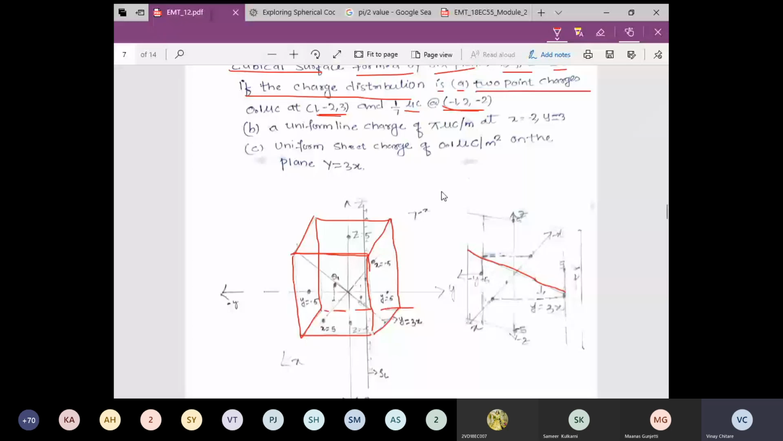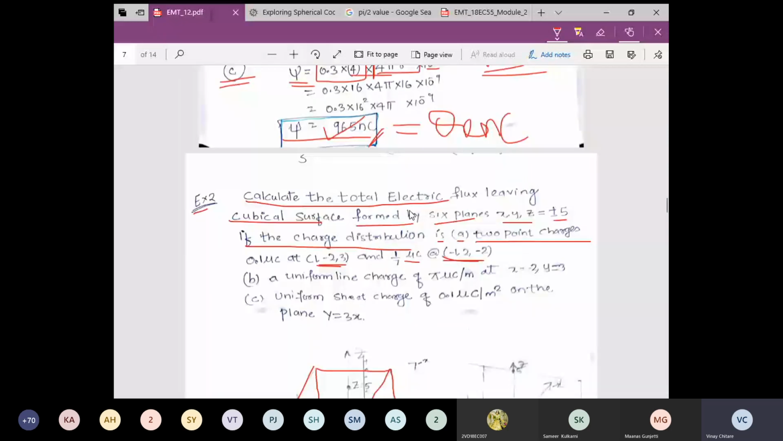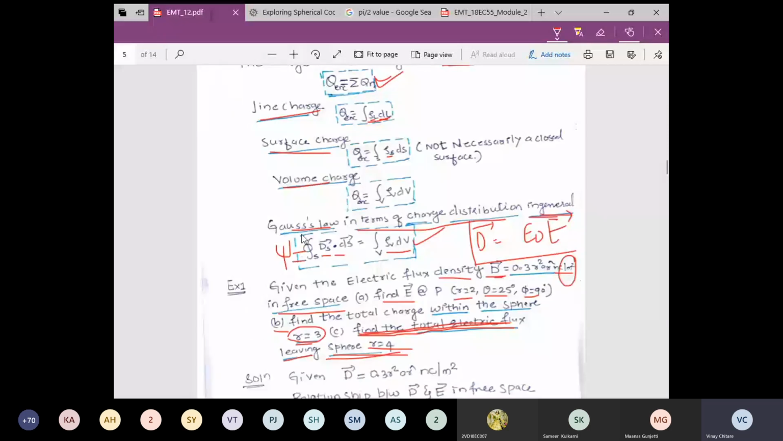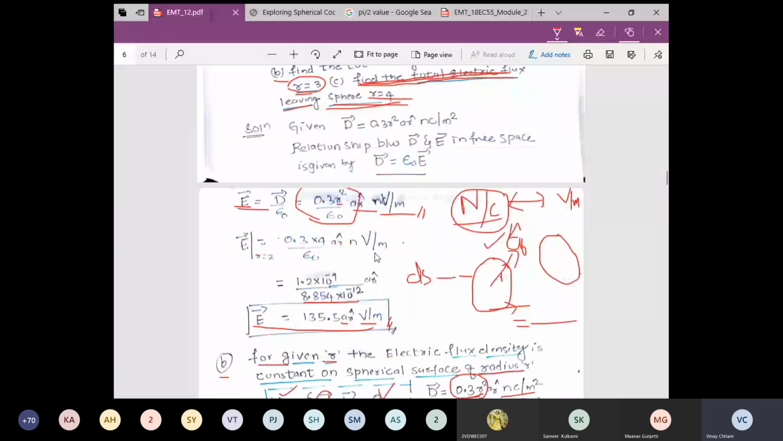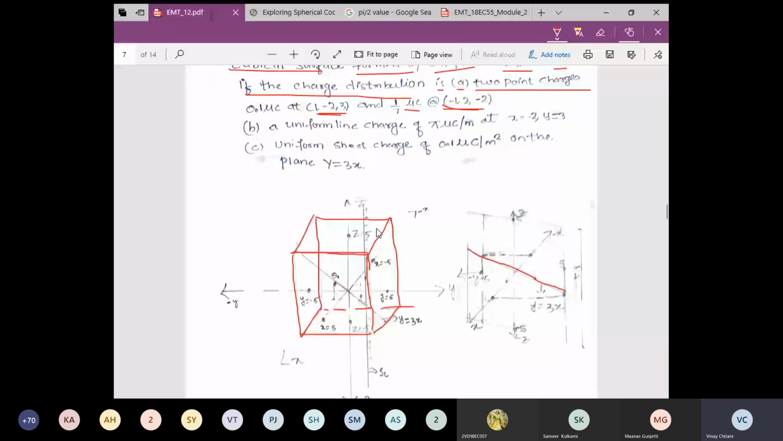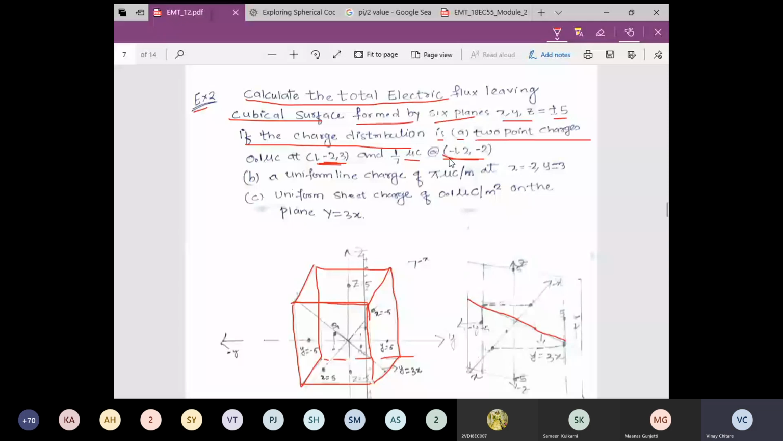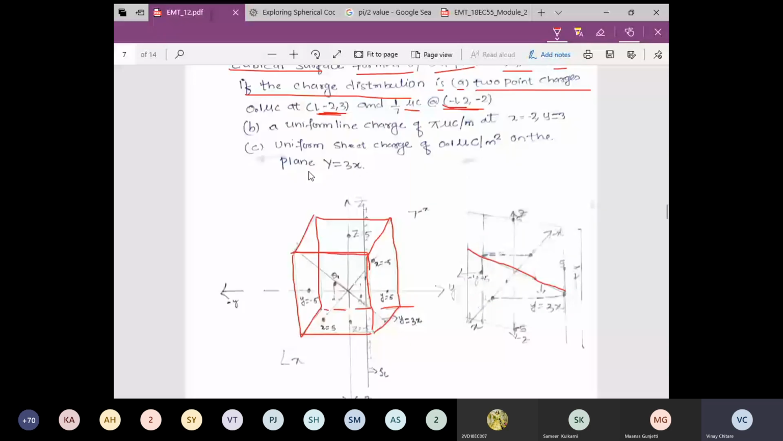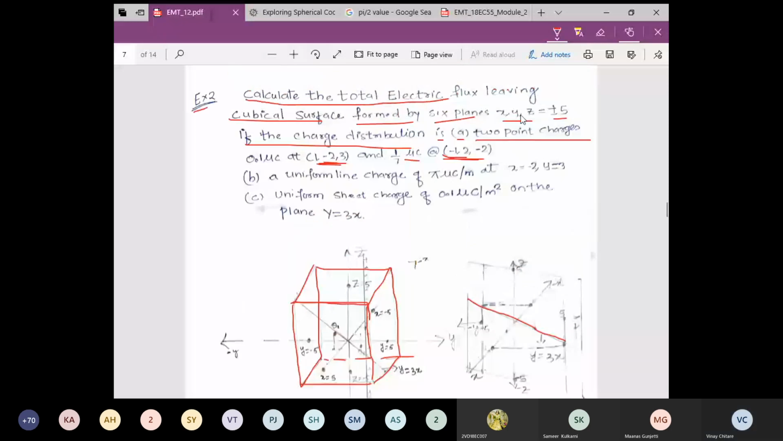You can just recall what Gauss's law says. Gauss's law says the flux leaving a closed surface, the closed surface integral of D dot dS, is equal to Q enclosed. You could see in this problem we need to find a flux, and we have information on Q enclosed. The only thing we need to find is the total charge enclosed inside this cubical surface formed by these planes x, y, z equal to plus or minus 5.